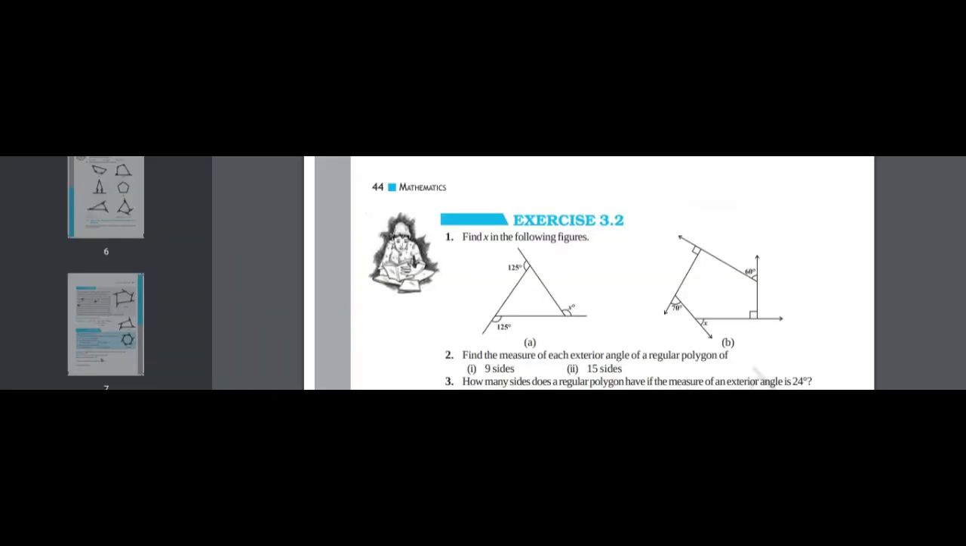Now the next question, question number 2. Find the measure of each exterior angle of a regular polygon of 9 sides and 15 sides. We have here polygons. One has 9 sides, another one has 15 sides. We have to find the angles. The easiest question.